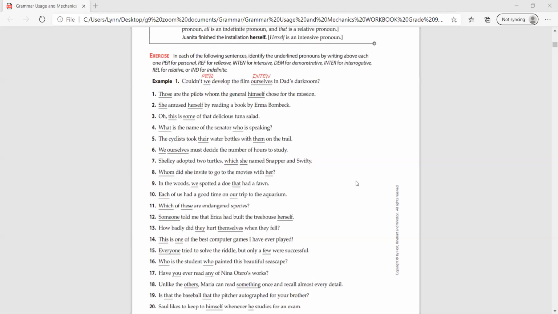All right, Zaina El Bodedi, 7, 8, 9, 10. Which relative? Okay. She personal? Okay, number eight. Number eight, whom interrogative? Okay. Her personal? Okay. Number nine, we personal? Okay. That relative. Okay, and do number 10, please.